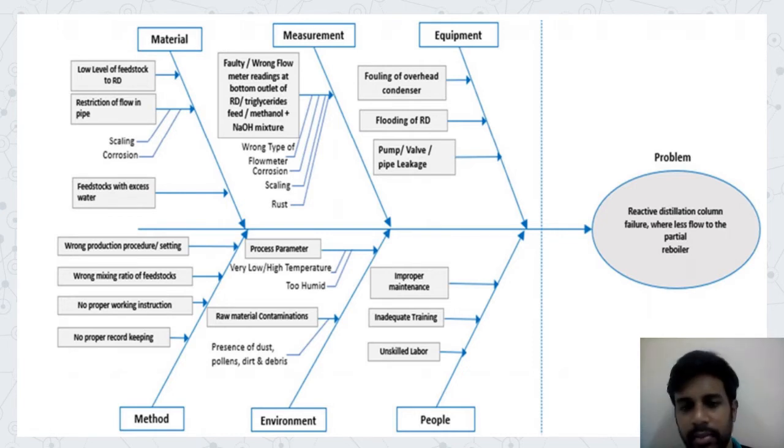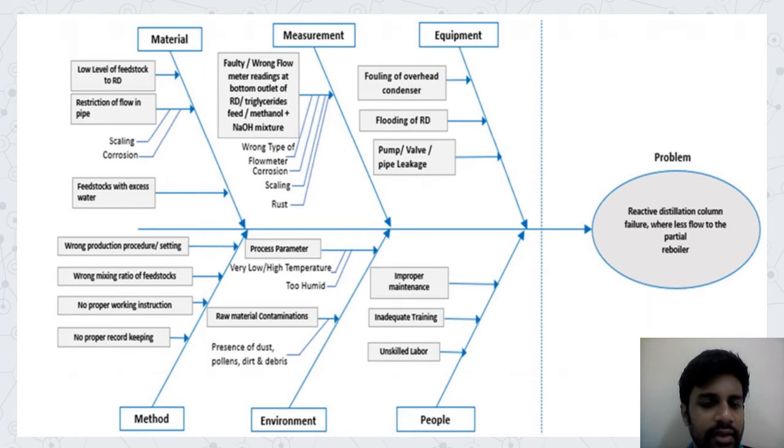Let's say for the pump, we might have a seal failure, for the valve, a seat failure, and for the pipe, we might have broken flanges or gaskets. Moving on to method, we might have a wrong production procedure setting, maybe after shutdown and startup there could be a wrong setting given. A wrong mixing ratio of feedstock could possibly affect the material balance of the whole production plant due to wrong input of the feedstocks, causing less flow of the product.